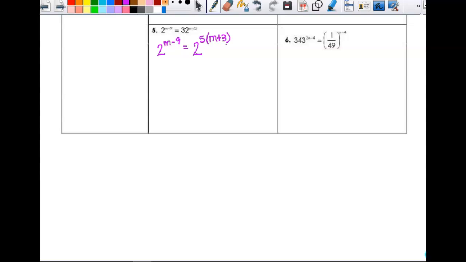So now that I've got it down to that, I've got common bases, so I can take the exponents out and get m minus 9 equals, I'll go ahead and distribute and get 5m plus 15. You don't have to distribute in that step. I'm just skipping steps there. Subtract m from both sides, so this gives me 4m. Subtract 15, and that'll give me negative 24. So m equals what? Negative 6.